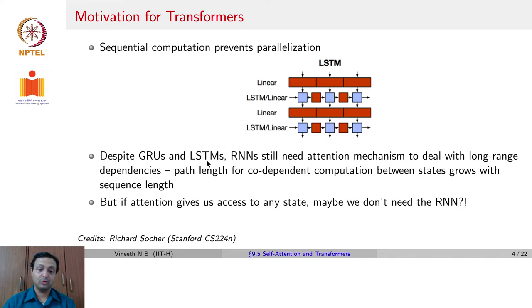If you are doing, say, machine translation, while you're generating a particular word, you can decide which part of the input sequence you should focus on. You maybe don't need an entire RNN to hold the hidden state across multiple time steps. That's the hypothesis for transformers, which we'll talk about in this lecture.